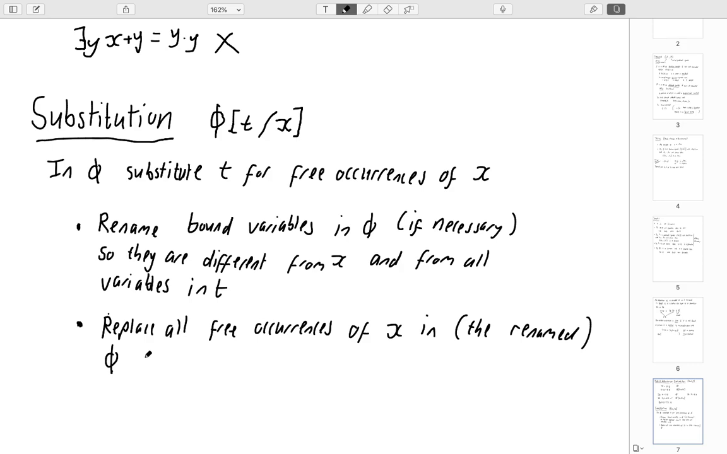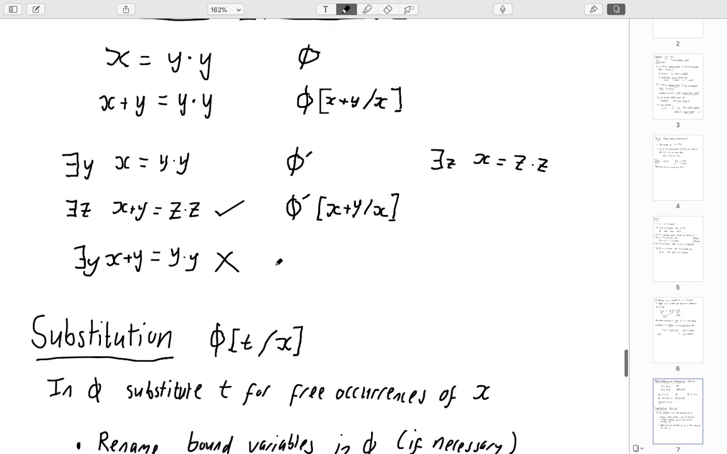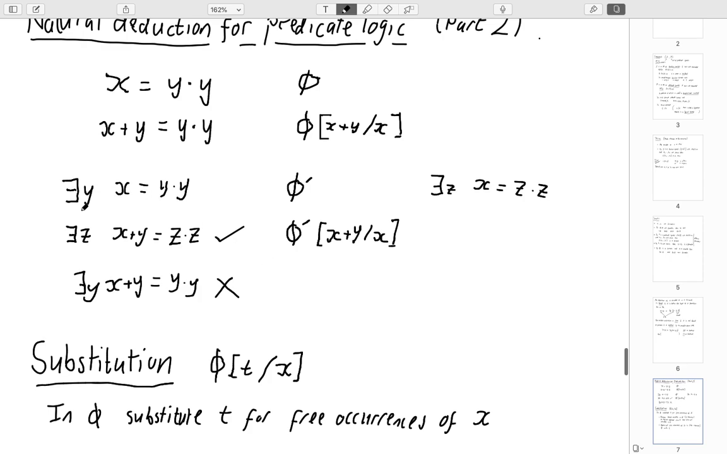So replace every free occurrence of x with the term t. That's exactly what we did above. When we were substituting the term x plus y for the free variable x, we first renamed the bound variable y, so it was different from x, which it already was, and different from the variables in the term. So in particular, it needed to be different from y, so we chose z.